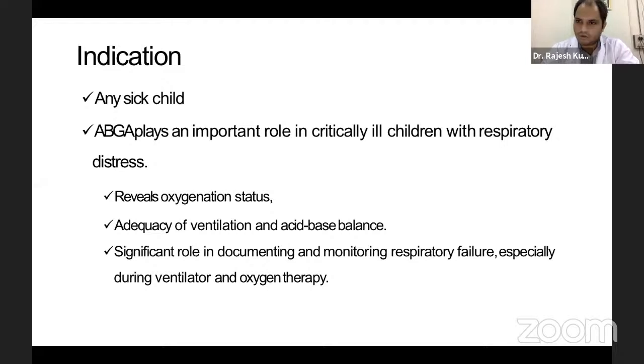It reveals your oxygenation status as well as ventilation status, okay, the adequacy of ventilation, and what is the acid base balance by measuring your pH, and it has a significant role in documenting and monitoring respiratory failure. Respiratory failure means type 1 or type 2, means is it oxygenation failure or is it both? So you can differentiate by doing just a simple ABG whether your patient has just hypoxemic failure or also has ventilatory failure.